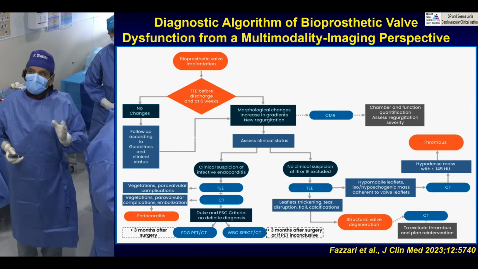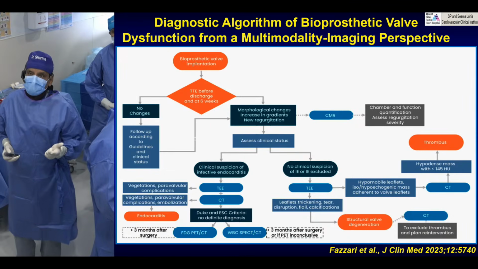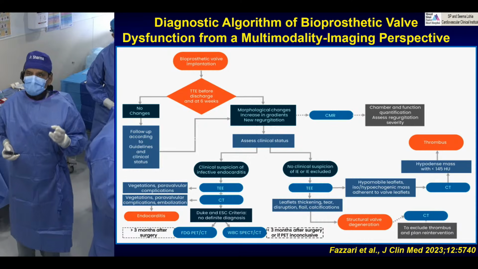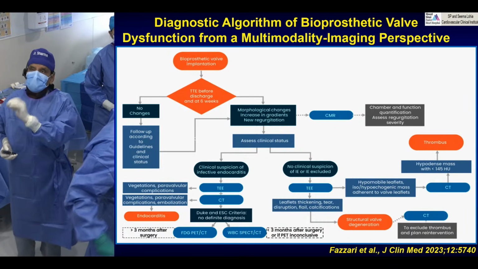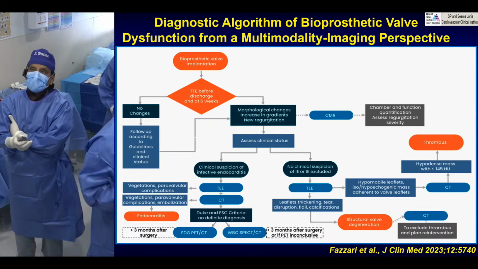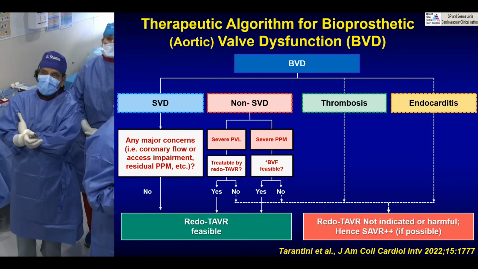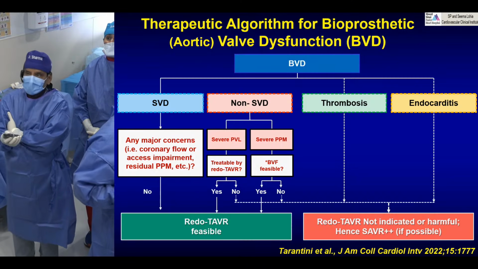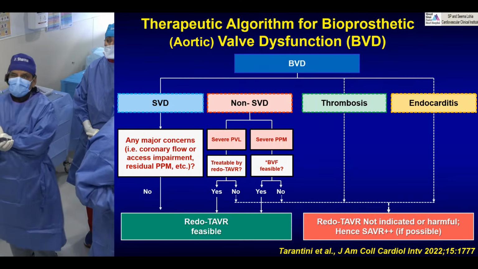And of course, the various testings, whether it's the CMR, CT scan, and TEE, those are the 3 important things which we use for diagnosing various etiologies of bioprosthetic valve dysfunction. And as we said, clearly once you have thrombosis and endocarditis, they don't do the TAVR, they go for surgery.